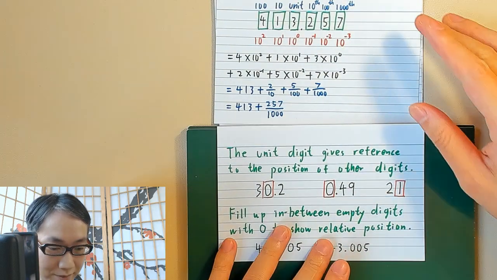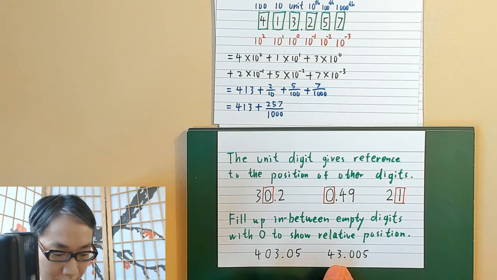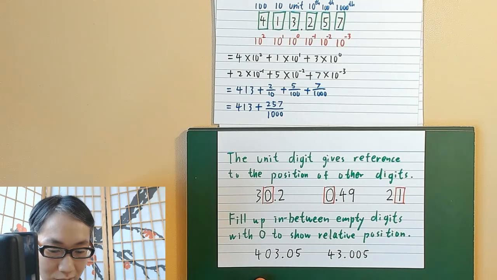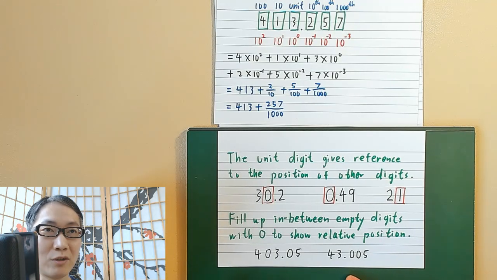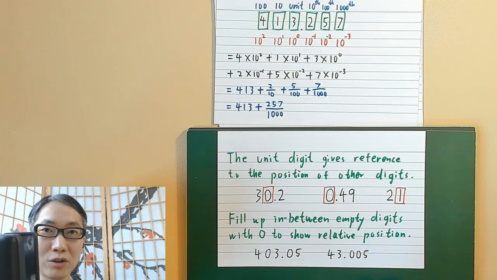Okay. And here, this is a unit digit, 3, and we count 1. This is 4 times 10 to the power of 1. So actually, we are already doing this, but we may not be looking at it like this, but we are already doing this unconsciously.